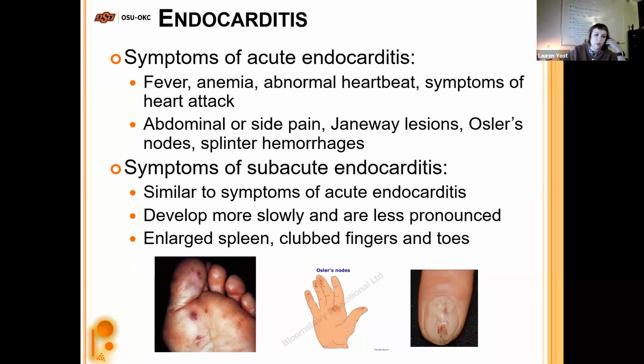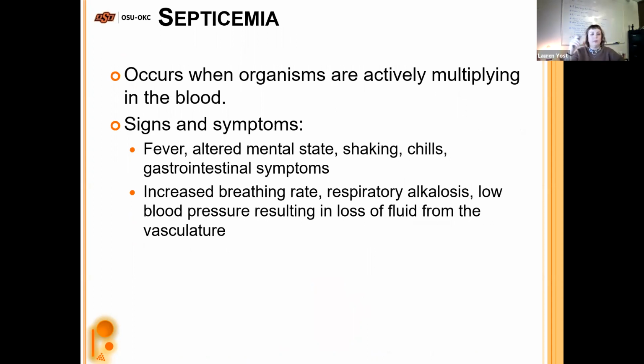Now, symptoms of subacute endocarditis. Similar to what we see with acute endocarditis, but it develops slowly and is less pronounced. We also might see an enlarged spleen, clubbed fingers, and clubbed toes as well.